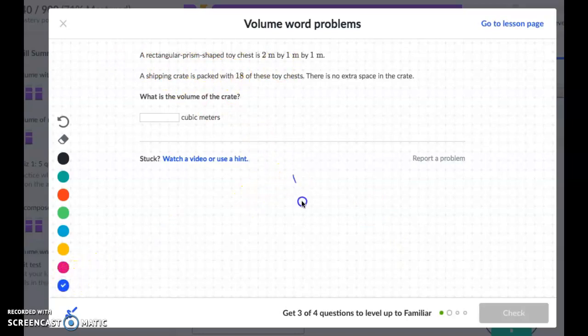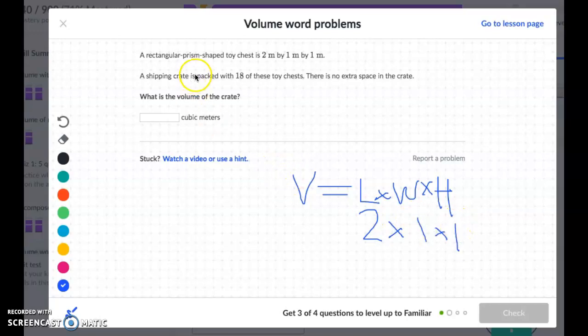Okay, so when I do my volume equals length times width times height, my length, they said, is 2, my width is 1, and my height is 1. So the volume of one of those toy chests is 2 times 1, which is 2, times 1, so 2. So the volume of one toy chest is 2 meters cubed.